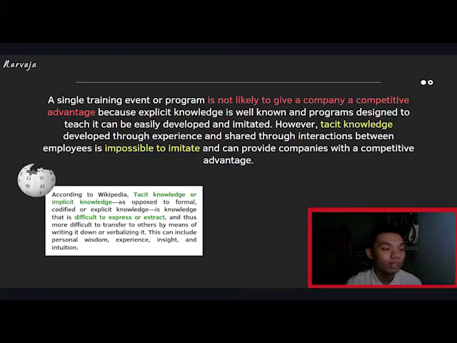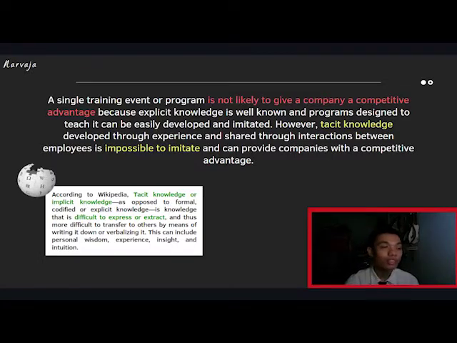According to Wikipedia, tacit knowledge or implicit knowledge, as opposed to formal codified or explicit knowledge, is knowledge that is difficult to express or extract, and thus more difficult to transfer to others by means of writing it down or verbalizing it. This can include personal wisdom, experience, insight, and intuition. Now that we know the meaning of tacit knowledge, we can infer the reason why many organizations prefer experienced employees.